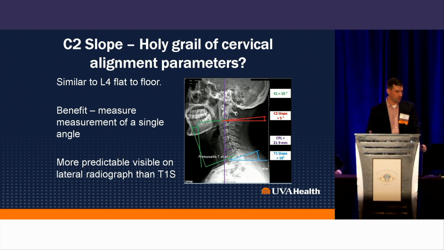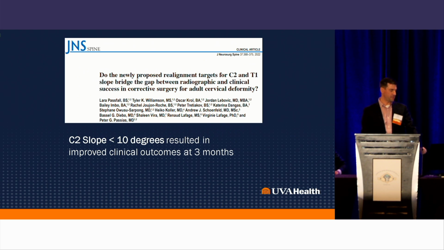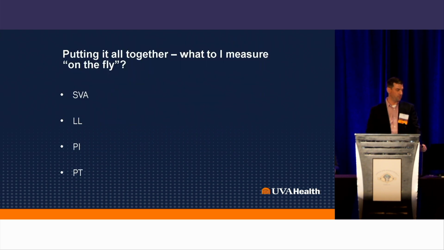And it's a benefit of a single angle. It's sometimes hard to see T1. It's sometimes hard to see the hard palate or the chin-brow angle. So you can see this is a relationship between C2 slope and clinical outcomes. C2 slope is easily measured, and it has good predictability for health-related outcome measures. The receiver-operator curve shows very similar characteristics between C2 slope and both the cervical sagittal vertebral axis and the cervical lordosis. So C2 slope less than 10 degrees results in improved clinical outcomes at 3 months.